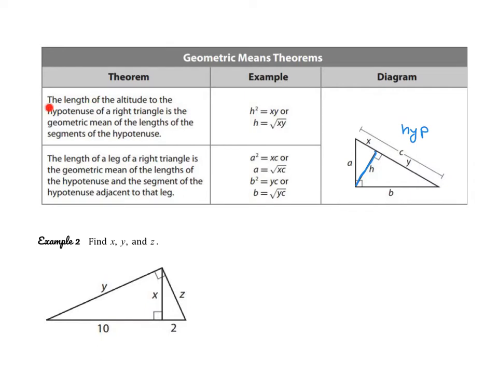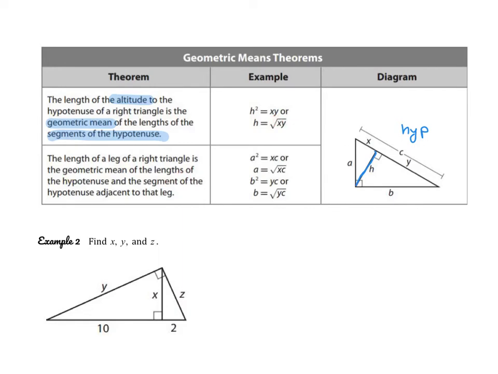So the first theorem says that the length of the altitude to the hypotenuse of a right triangle is the geometric mean of the lengths of the segments of the hypotenuse. So this is a little bit hard to interpret, so let's go one step at a time. The length of the altitude, so that's h, you can see h right here, is the geometric mean of the lengths of the segments of the hypotenuse. So this is our hypotenuse, and these are the two segments that are created from the altitude. So h is the geometric mean of x and y. So that's why we see that h is the positive square root of the product of x and y.